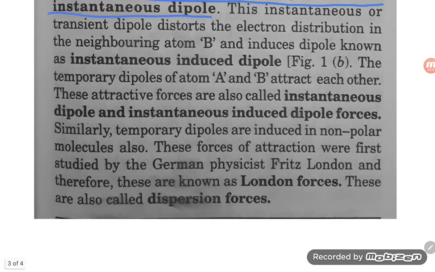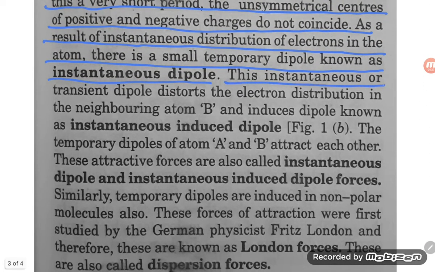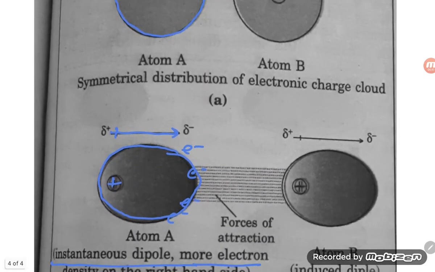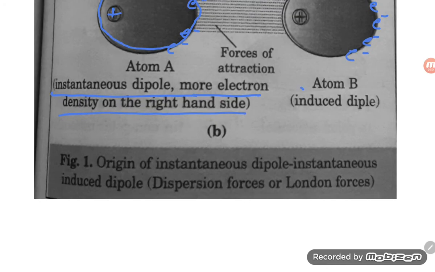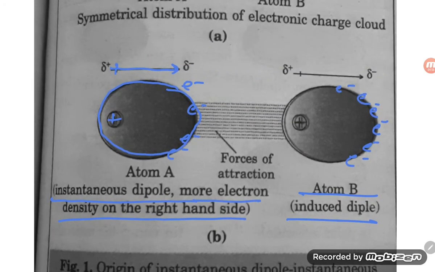Next, this instantaneous or transient dipole distorts the electron distribution in the neighboring atom B, and an induced dipole is formed, known as an instantaneous induced dipole. This instantaneous dipole repels the electrons of atom B, and all the electrons go down here. So an induced dipole is formed in atom B.